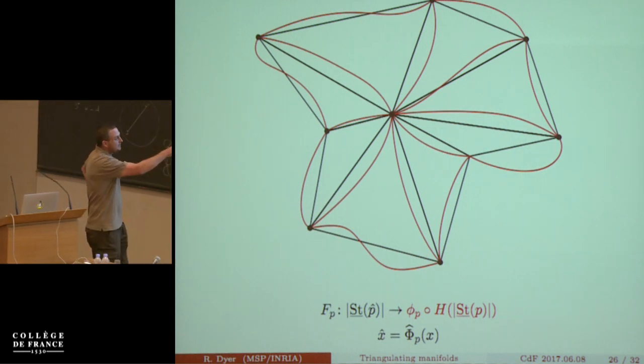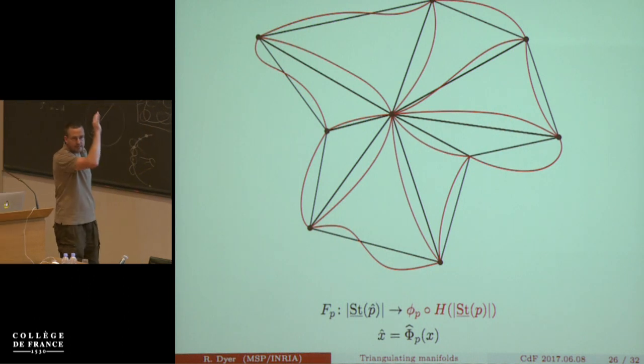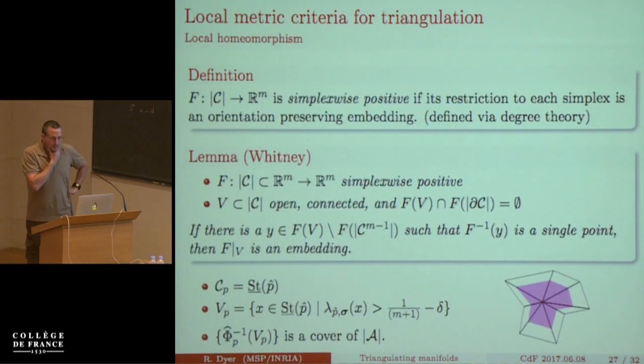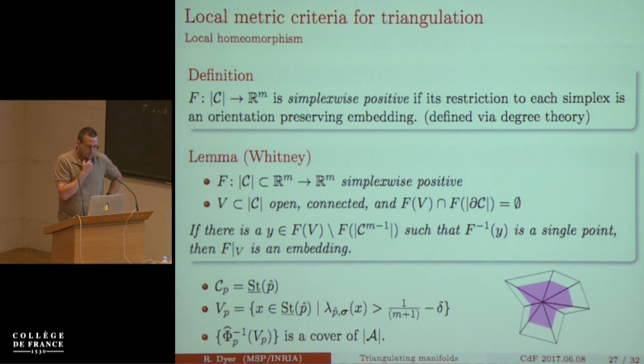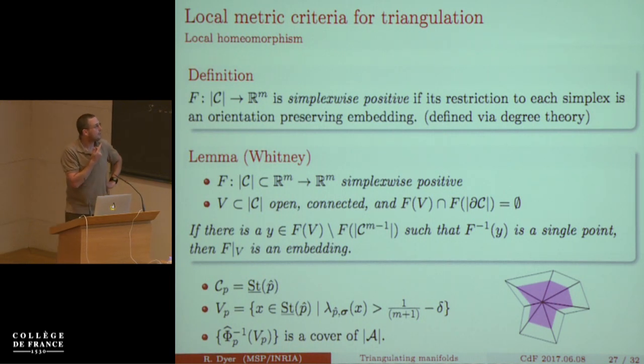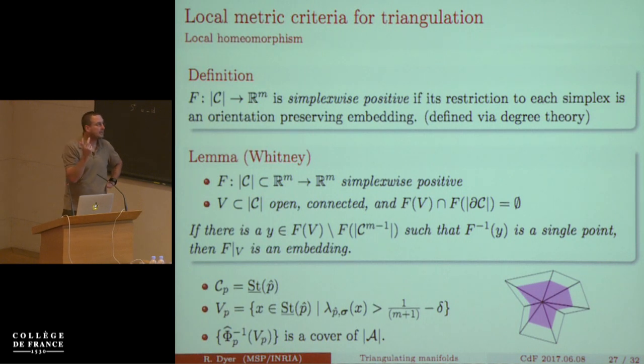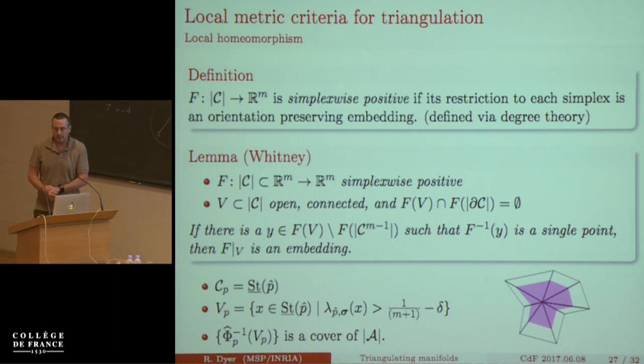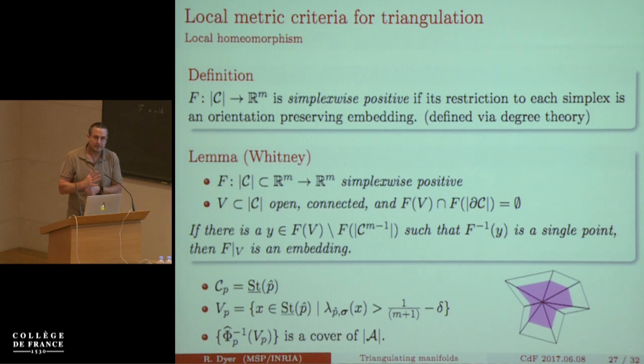And I'll put little hats just to distinguish points that I have in my abstract complex that will be mapped into the Euclidean space. Okay, so for the local homeomorphism proof, we base it on Whitney's lemma, which is saying if I satisfy two conditions, I've got this open set, and if that open set under the map doesn't conflict with the boundary of my complex, and I can find a point in the image of that open set that only has one point in the pre-image, then that subspace V is embedded.